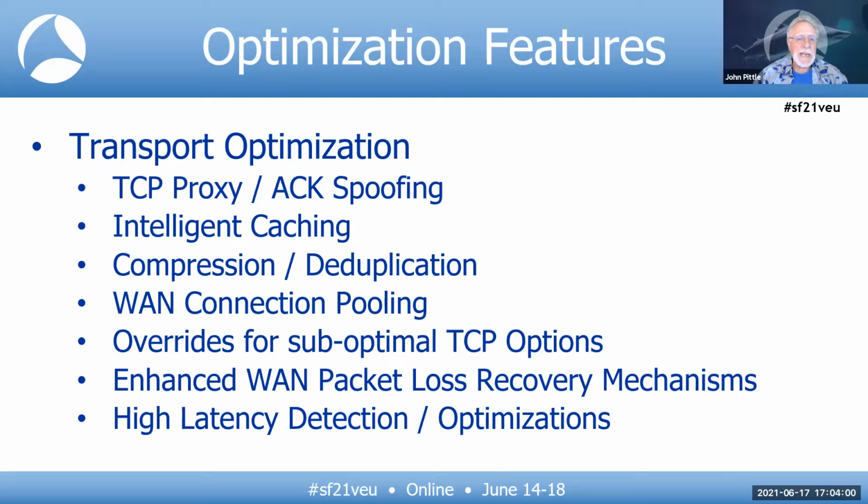There's also some enhanced packet loss recovery mechanisms. So regardless of what the 2 endpoints are able to do in terms of packet loss recovery and retransmissions, the WAN optimization devices have their own enhanced capabilities to make packet loss less of an issue. And then finally, being able to detect super high latency like satellite links and switching to some optimal protocols specifically for super high latency links.